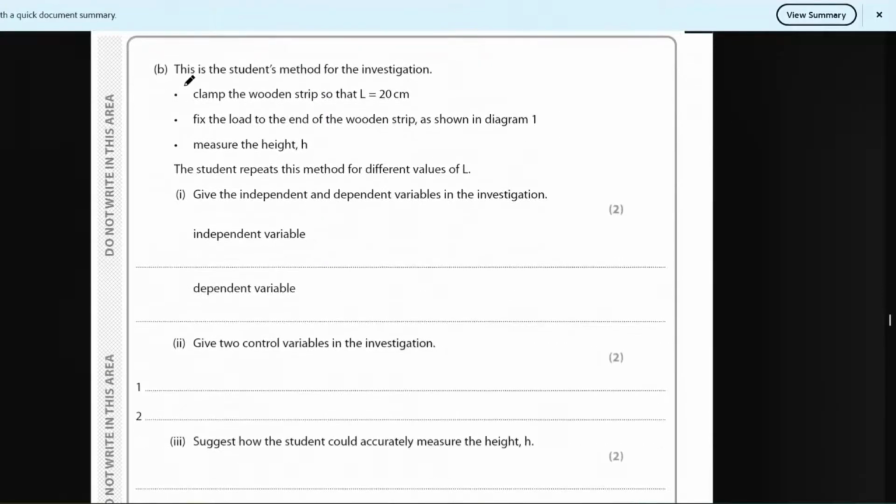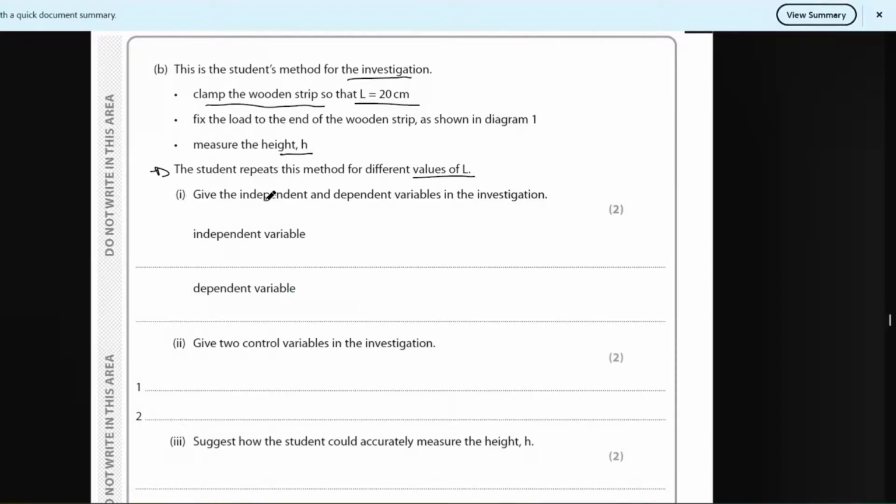So question B. This is the student's method for the investigation. Clamp the wooden strip so that L is equal to 20 cm. Fix the load to the end of the wooden strip, as shown in diagram 1. Measure the height h. So we fix the L value, the length that is beyond the table, and we measure the height h. The student repeats this method for different values of L. So the student will change L to a different value, and then he will measure the height accordingly.